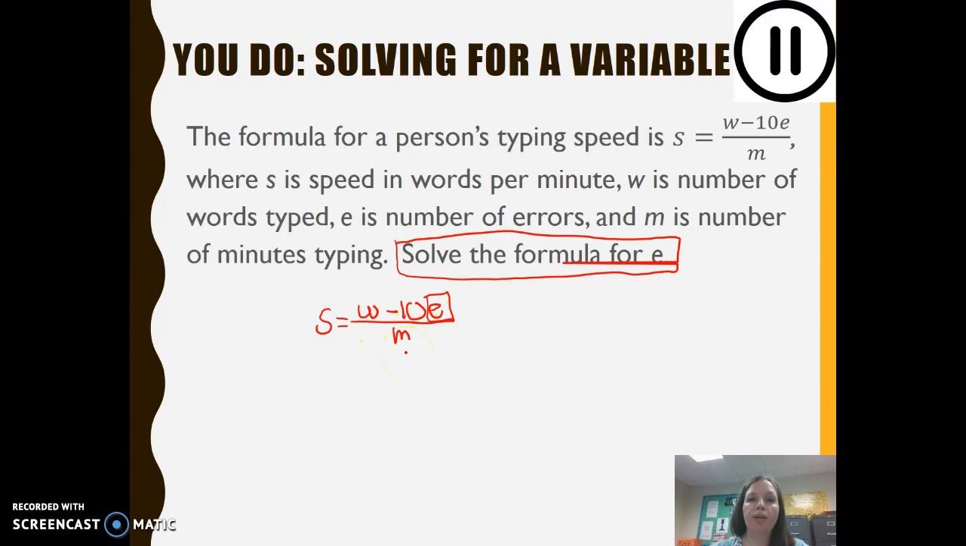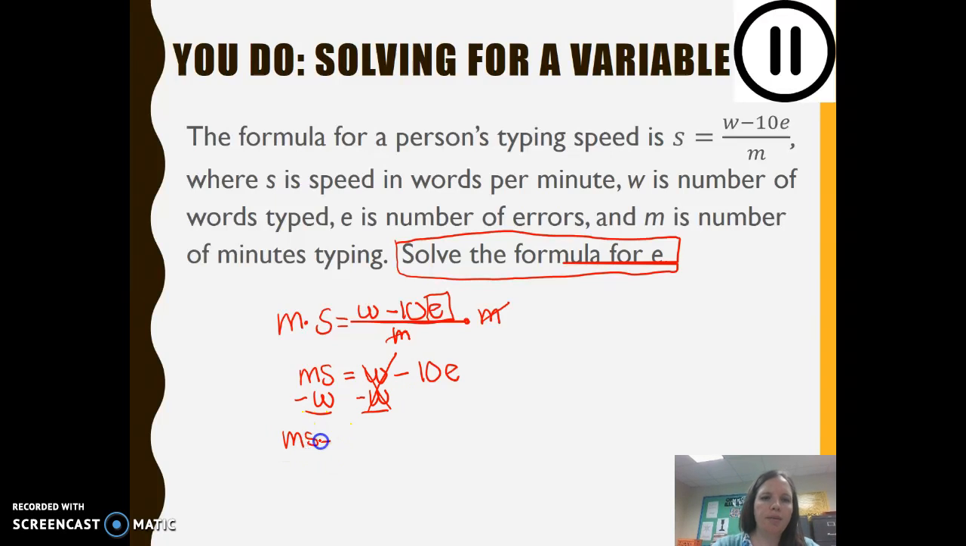So as far as order of operations go, to undo these, I'm going to get rid of the M first because that was the last of the operations. So undoing would be opposite operation and opposite order. The first step is I'm going to be multiplying both sides by M. I don't care if you list this as MS or SM, but either way, the M's are going to cancel out, and I'm left with W minus 10E. The next step, I need to get rid of the W. So I'm going to subtract both sides by W to get that W to cancel out.